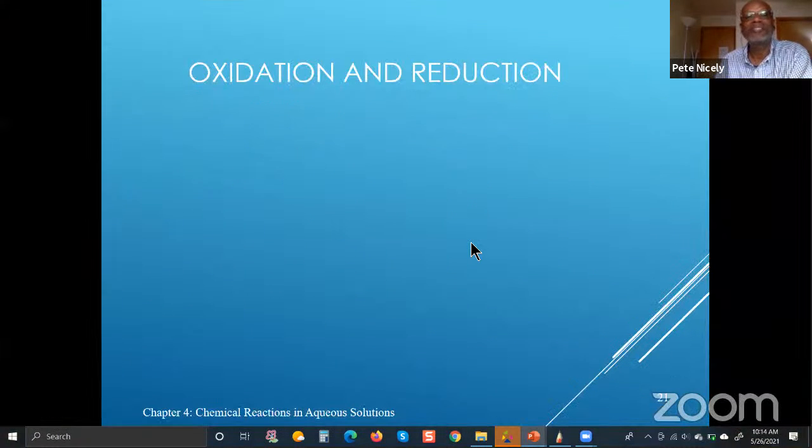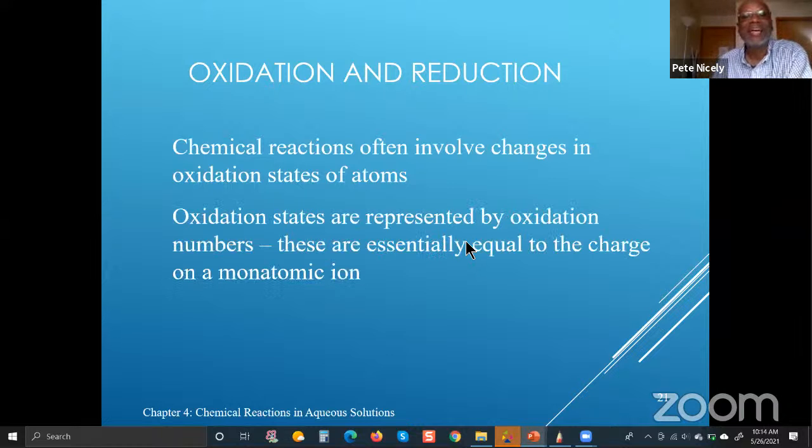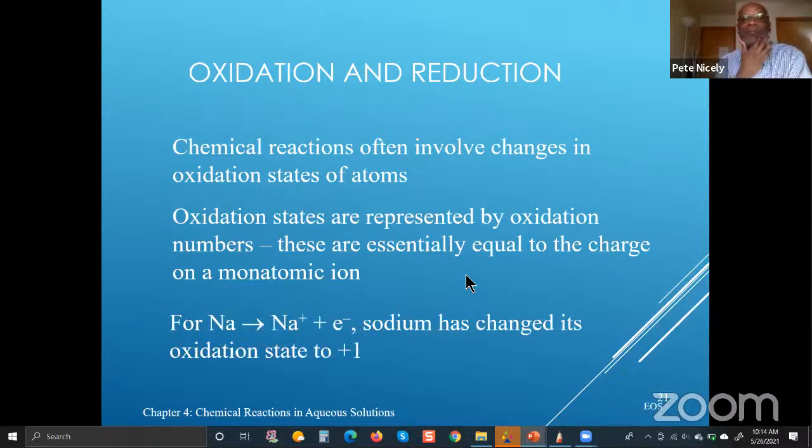So we have to talk about the terms oxidation and reduction. And this is based on the fact that there are some chemical reactions that involve changes in what is known as the oxidation states of atoms. And the oxidation states are represented by what are known as oxidation numbers, which would be essentially equal to the charge on a monatomic ion. So as an example, when sodium, the atom, loses an electron, it forms the sodium ion, and therefore the oxidation state of the sodium ion will be the charge, which is +1.